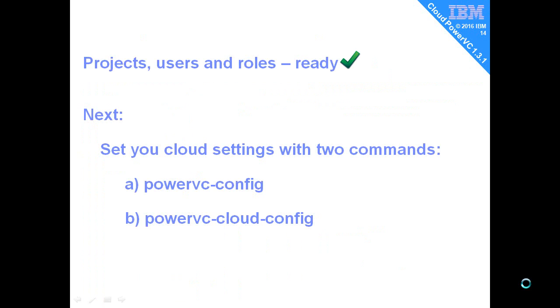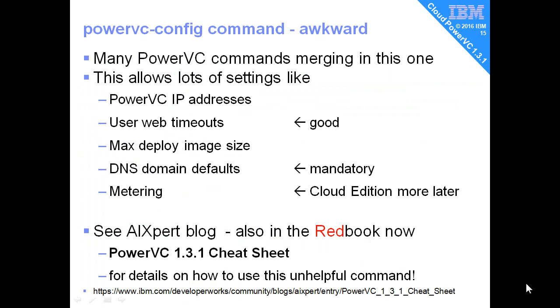and we're going to move on to some cloud settings, and we're going to use two different commands to do that. The first one is powervc-config command. This is particularly awkward to use. In the past we had separate commands to set particular different things. Now they're being all merged into one command. I like that idea. It's actually pretty difficult to use because it uses a whole set of sub-commands, and if you run the command -help, it only tells you these sub-commands are available, and you have to rerun it for every single sub-command to find out what it can actually do for you.